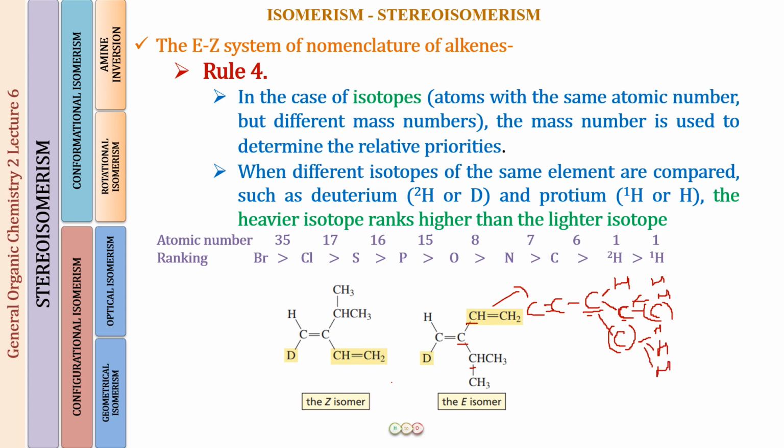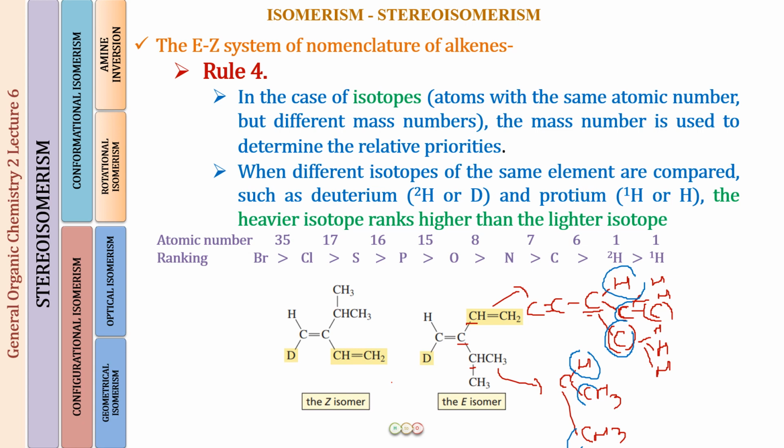Okay. Now if you look at this one, what you will be seeing is this is a CH3 and a CH3. So here if you look, you can see that a H and an H, a C and a C, a C and a C. So our second atoms, they are also having a tie. So we have to move further.